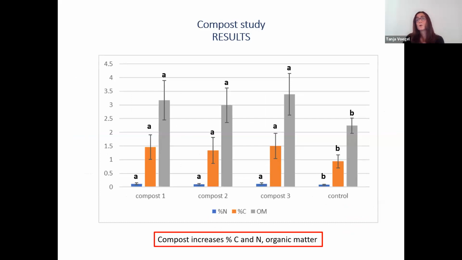There were good results though if we were looking at the percent nitrogen in blue, carbon in orange, and organic matter in gray. All three composts increased all three measurements compared to the control. And that is an indicator for improved soil health, because a high organic matter content supports diverse soil microbial communities, and that can suppress pathogens. High organic matter content can also improve soil structure, water storage and movement, and soil fertility. So this was a good outcome of this study.